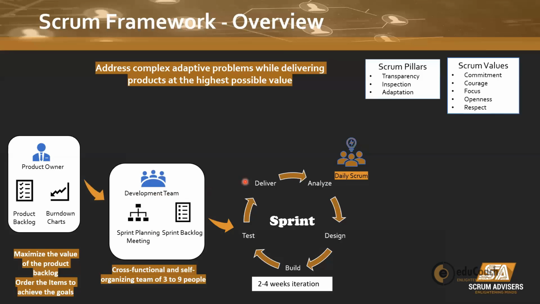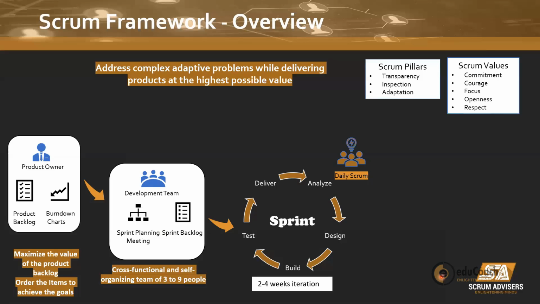It is simply a peer meeting where they discuss what has been done since the last daily scrum to achieve the sprint goal, what needs to be done till the next day to achieve the sprint goal, and what are the impediments that are stopping me from achieving the sprint goal. And that is where the role of the Scrum Master comes in, because the Scrum Master helps to remove those impediments.